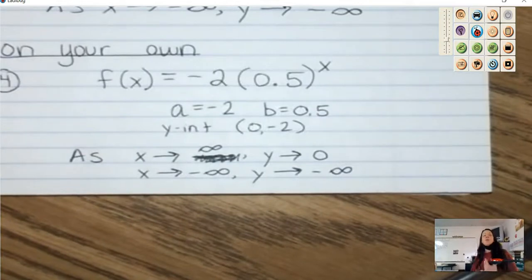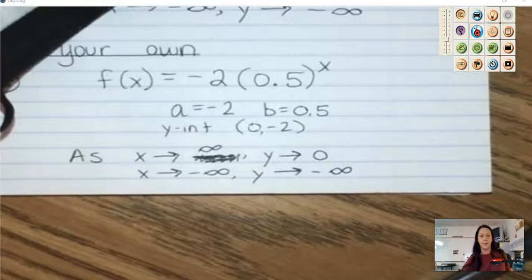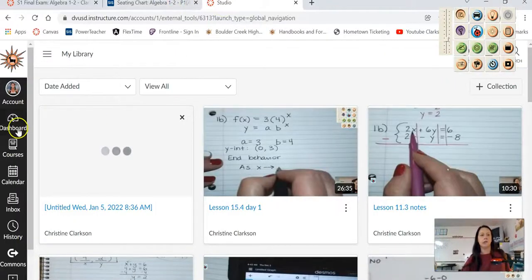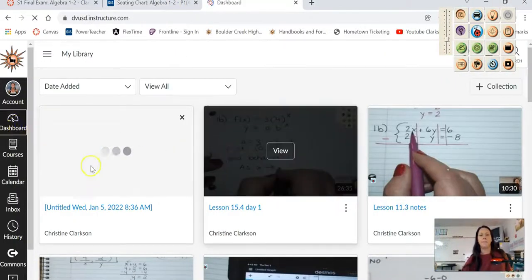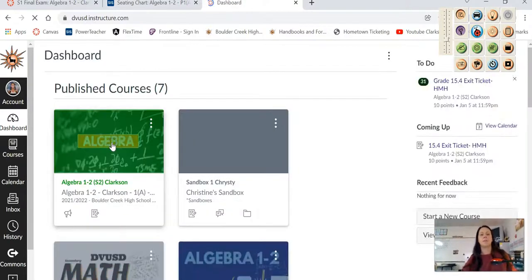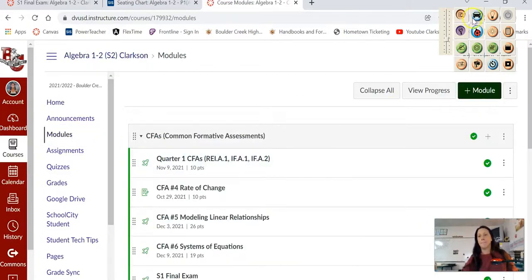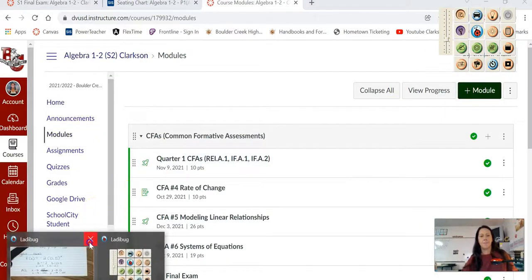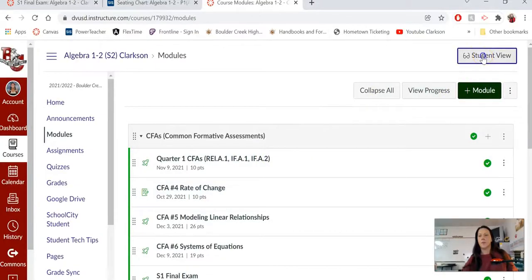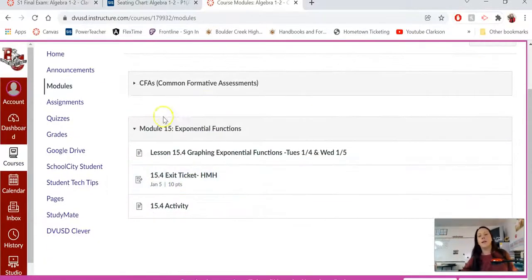Okay. So for the rest of today, you guys are going to first work on the exit ticket. If you go to Canvas, the exit ticket is there. You'll work on it on HMH. Don't forget to take a screenshot and upload it to Canvas.